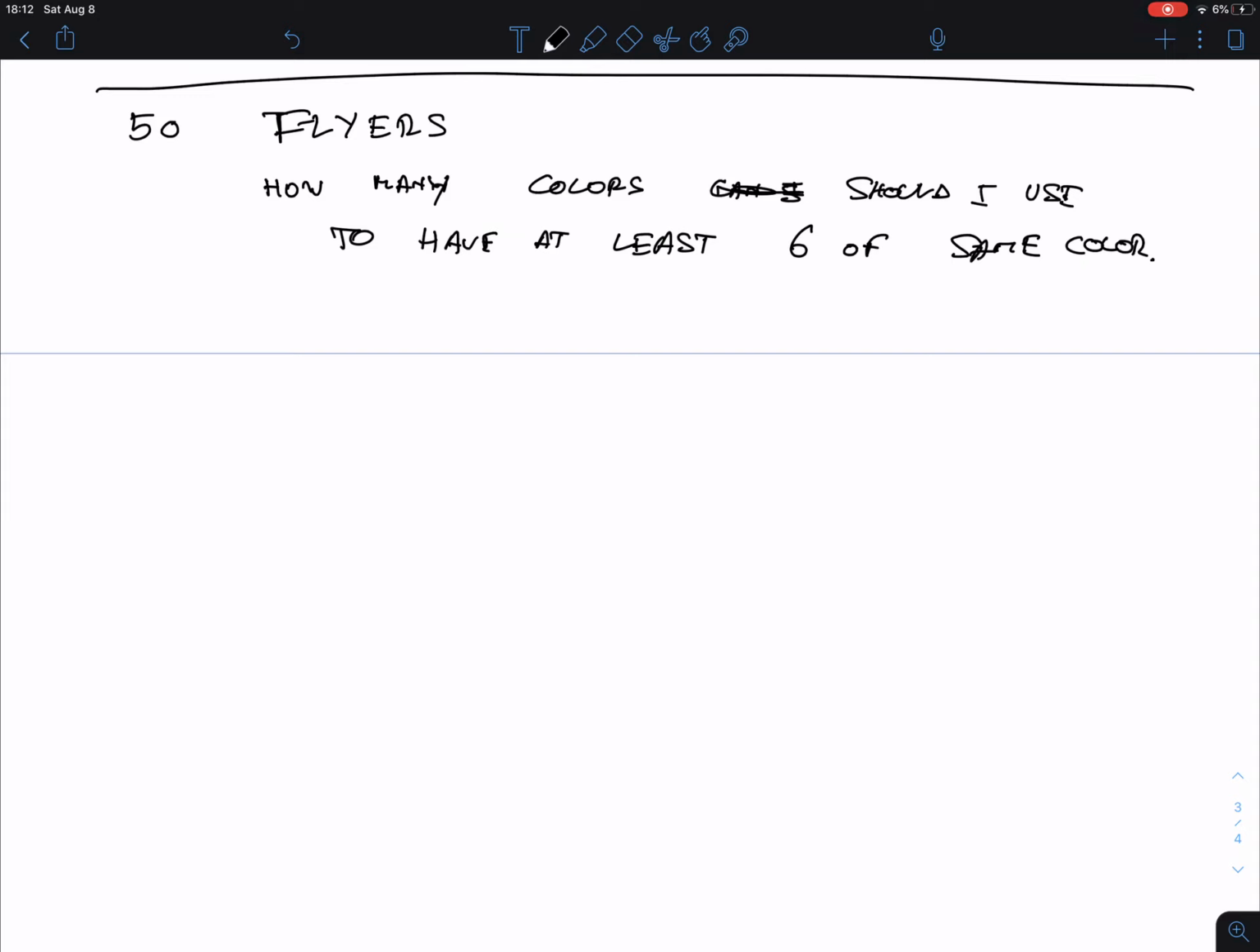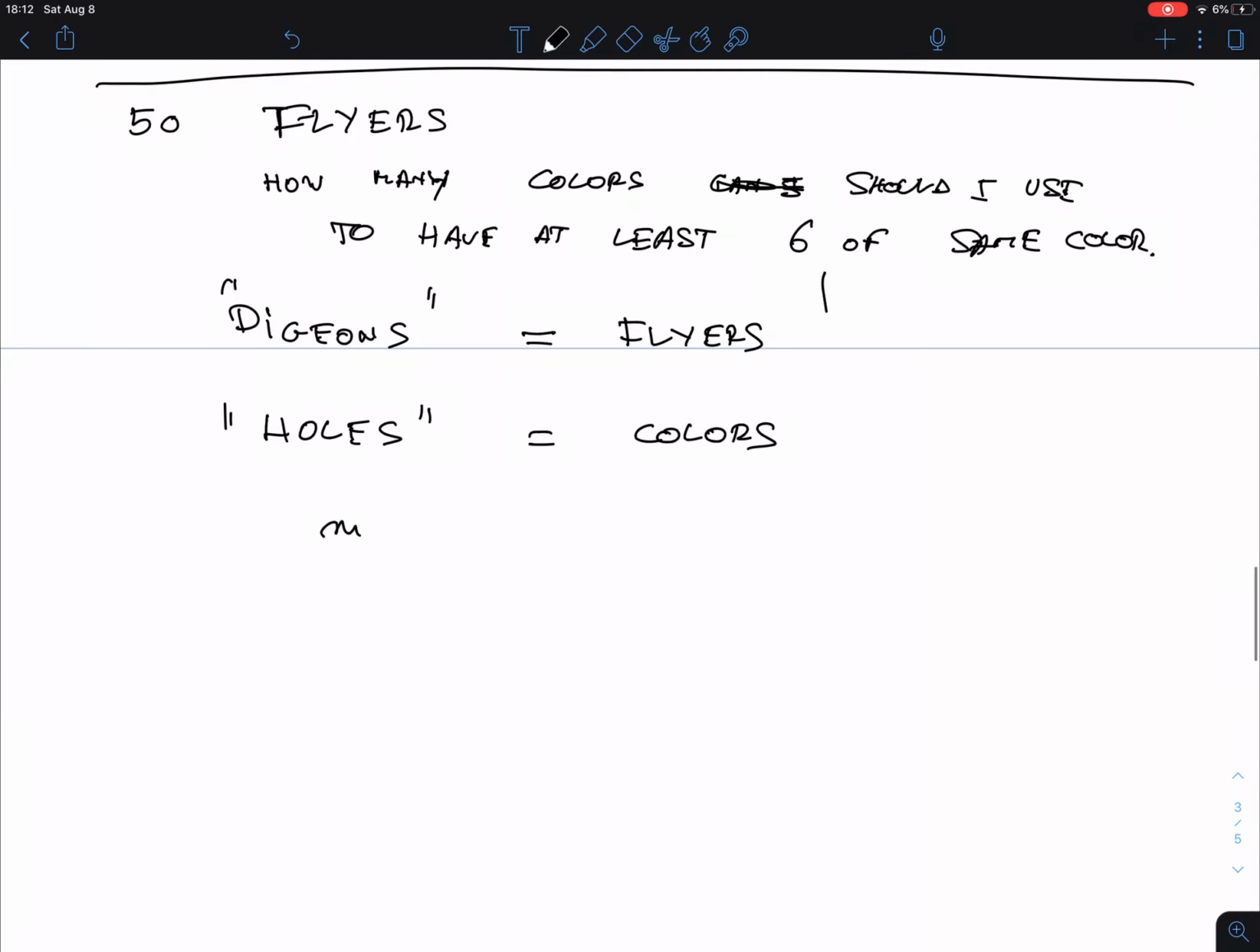Okay, so let's analyze this again. What are our pigeons and our holes? And what is M, the least number here? The pigeons are the flyers. The holes are the colors that I'm going to use to color them. And M is the least that I want. So what is N? Do I know N? Yes, there are 50. So I know N.